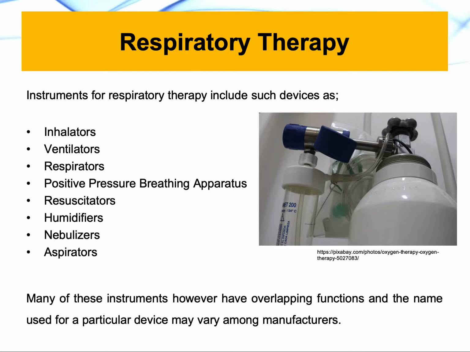Many of these instruments, however, have overlapping functions, and the name used for a particular device may vary among manufacturers. In the first part of the class, we were talking about electrical instruments. Now we would like to talk about some mechanical instruments. However, they have electrical components as well for control, and we will be discussing that. But I will start with the simplest one of them, which is the inhalator.